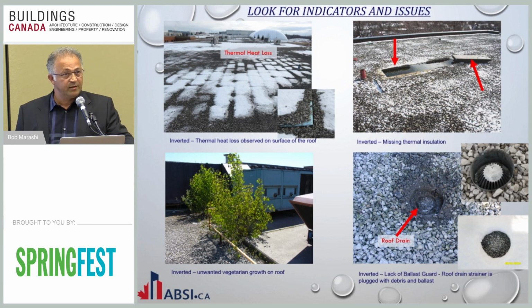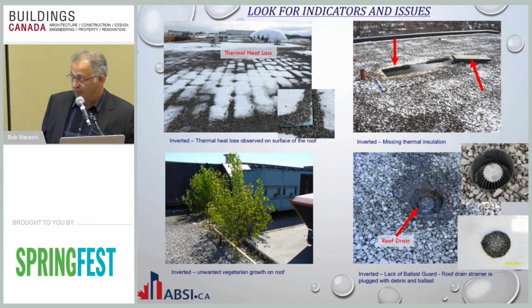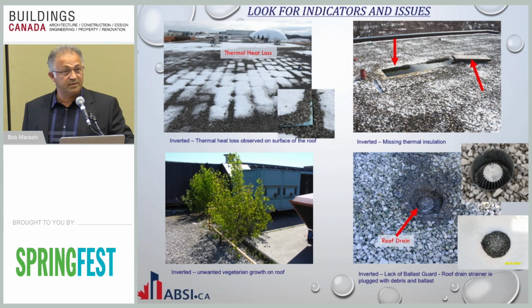Drains need to be clean at all times. As an example, here is an inverted roof where the drains are all covered. The only time you can see them is when there's snow, because the snow is melting around the drain. At that time, you have to spot the drains, go back, clean them up, and put a ballast guard. Otherwise, you're going to clog all your drains.